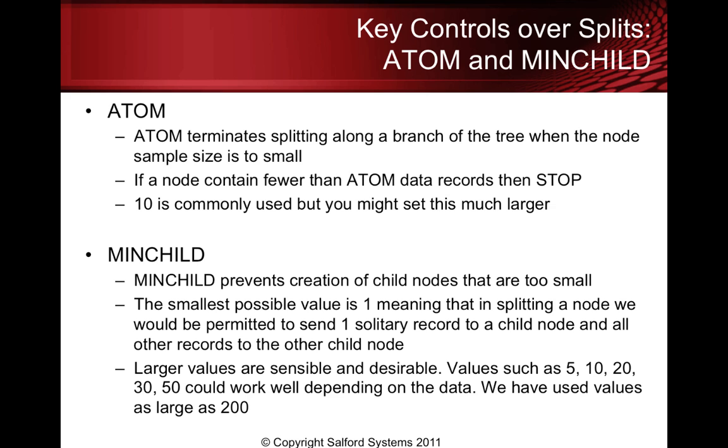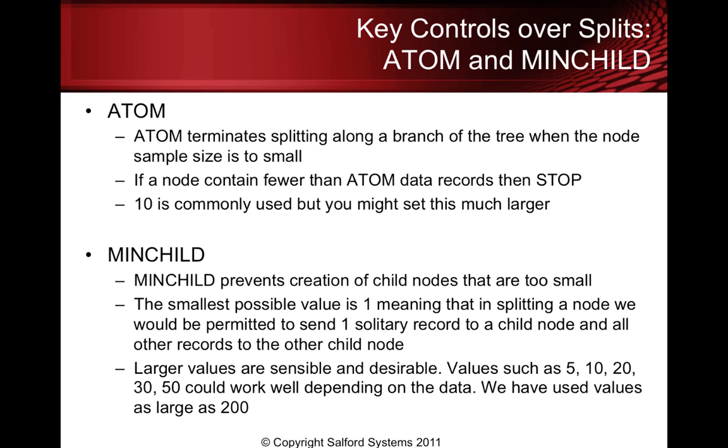ATOM terminates splitting along a branch of the tree when the node sample size is too small. This means that this node is too small to be split. Therefore, it is not allowed to be a parent. If a node contains fewer than ATOM data records, then we stop. 10 is commonly used, but you might set this much larger. In our example that we've just run, we set it smaller.